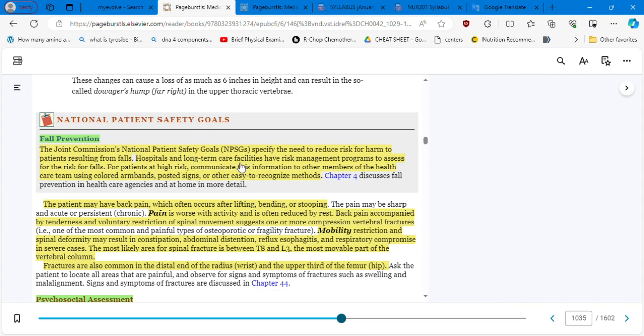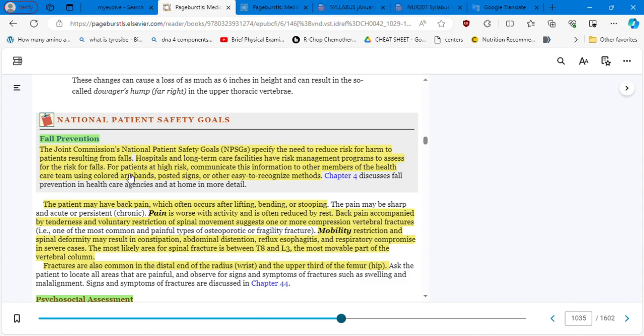Hospital and long-term care facilities have risk management programs to assess for the risk of falls. When we work in hospitals and long-term care facilities and you see these protocols put in place, it means that there is a mandatory state government policy behind that. So if you don't follow the policy, your license is at risk. Hospital-acquired conditions and hospital-acquired infections have federal and state government policies. You need to follow that.